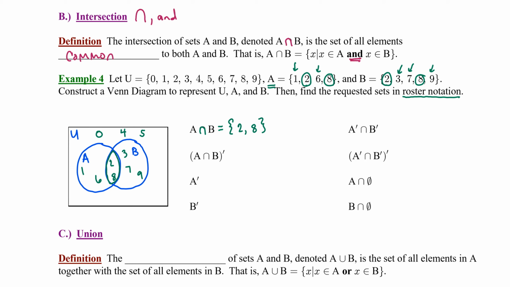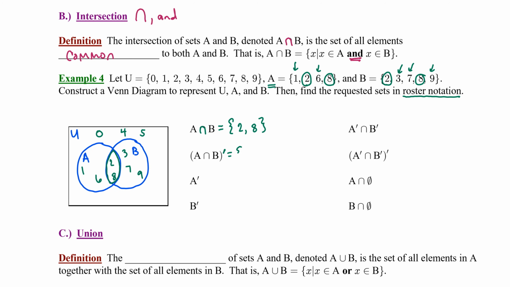The next set is A intersect B complement. So remember, the complement is everything outside of the intersection, everything that is not in A intersect B. We determined that A intersect B is 2 and 8, so we're going to list everything in our universal set that is not 2 and 8. So that's 0, 1, not 2, 3, 4, 5, 6, 7. I'm going to skip 8 and 9. So notice we have listed everything except the elements in the intersection.